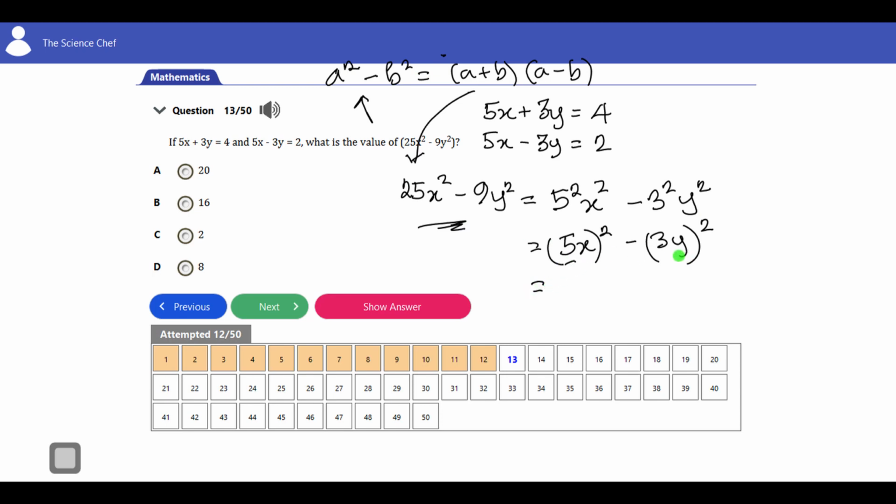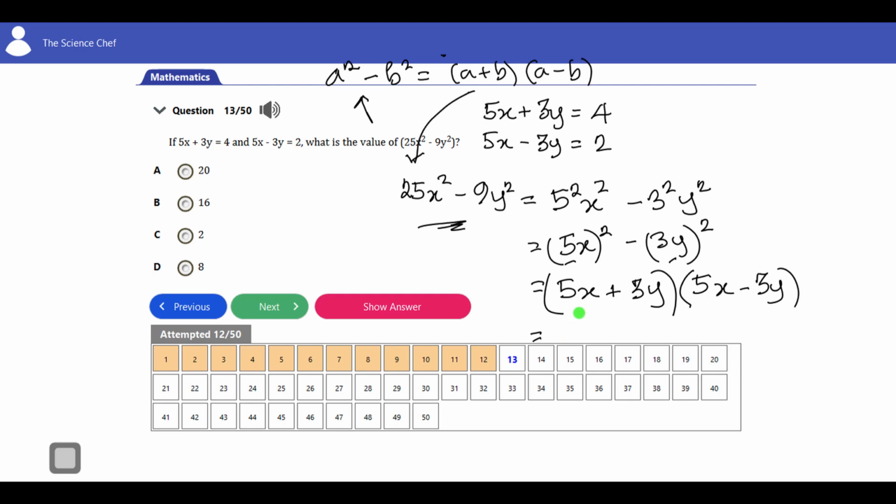So if we apply this principle, if this is our a and this is our b, it means that a squared minus b squared will be equal to our a, which is 5x plus 3y, into 5x minus 3y. Now what's the value of 5x plus 3y as given to us in the question?